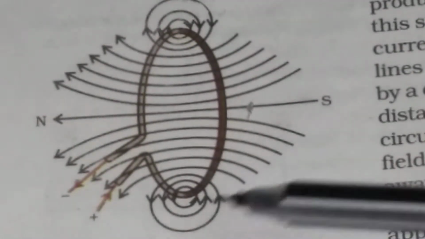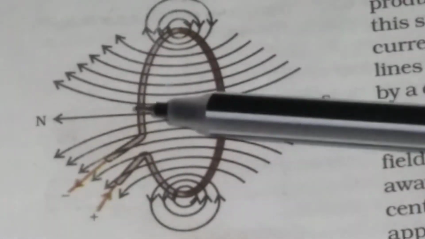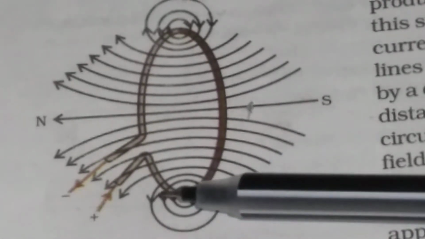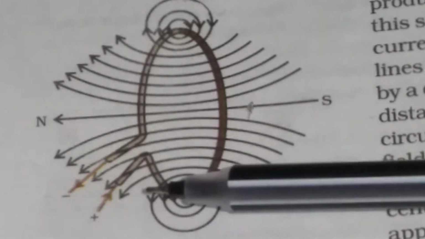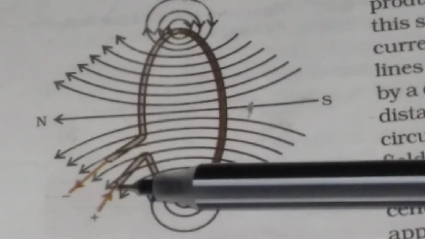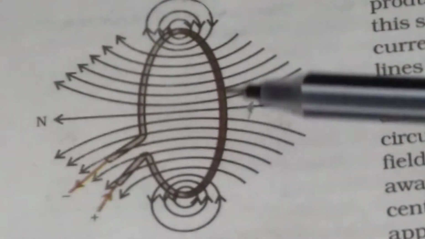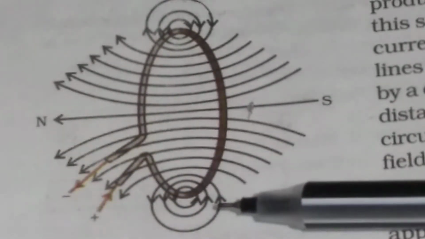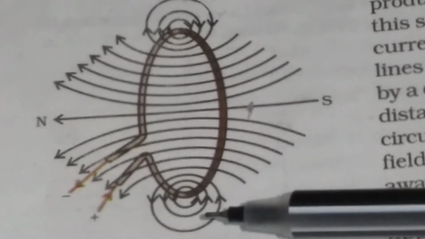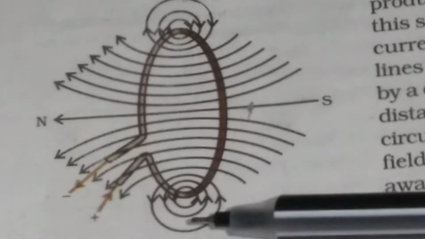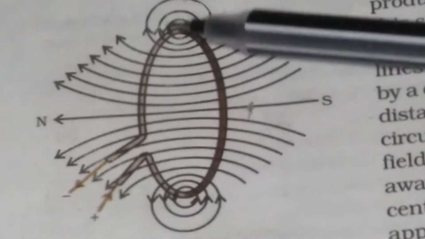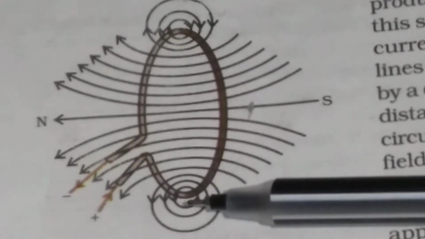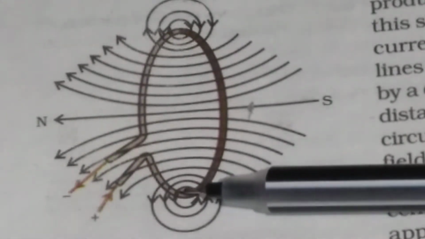So consider a circular loop as shown in the figure. Current is entering through the positive end and comes out through the negative end. You see, this is the positive end of the circular loop. Current is entering like this and is coming out from the negative end. Suppose this is the lowest point of the coil and this is the highest point of the coil. You apply the right hand thumb rule to the lowest point of the coil.